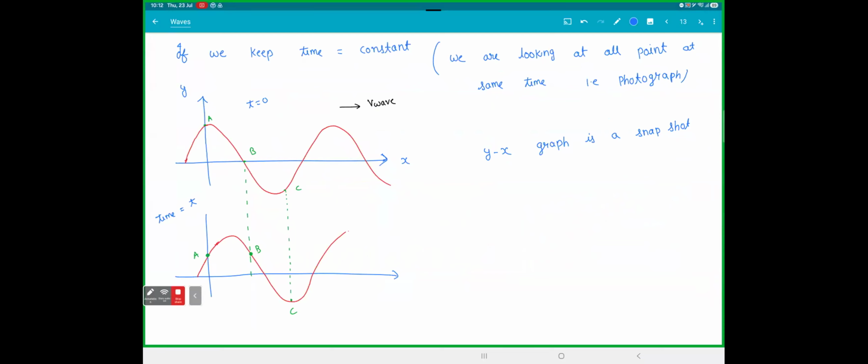I hope that made it a little clear. And so the equation, right? That's what it means. The same way, if you keep x constant, you can't study both at the same time. So we need to fix at least one at a time. If you keep x constant, that means you're looking at only one particle. We are looking at one point for all times.